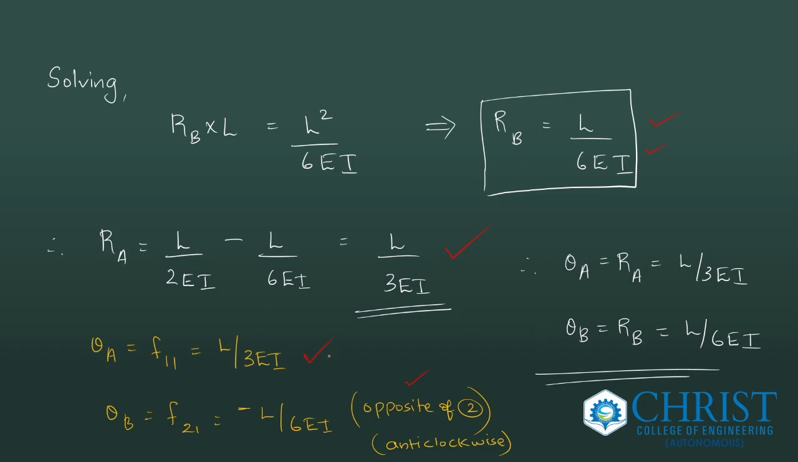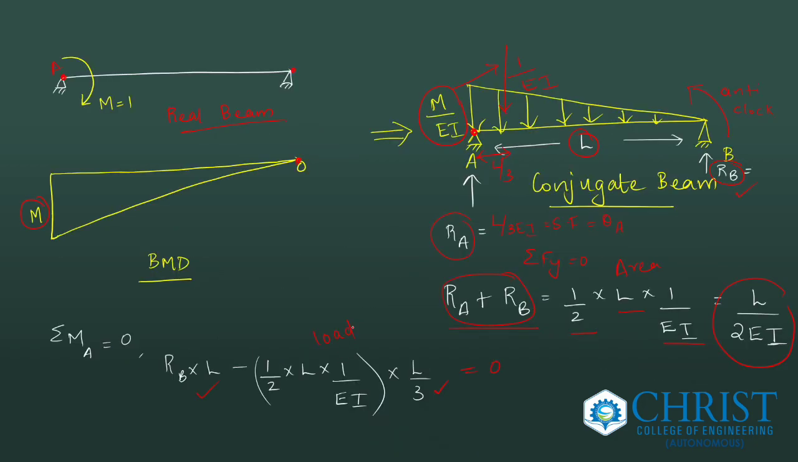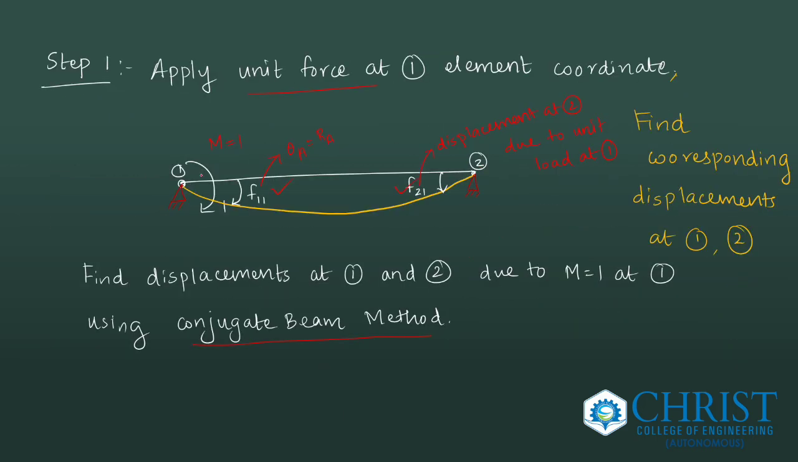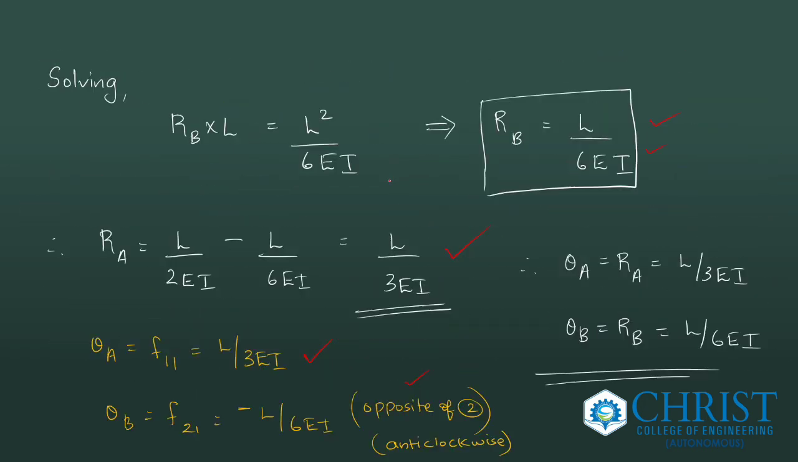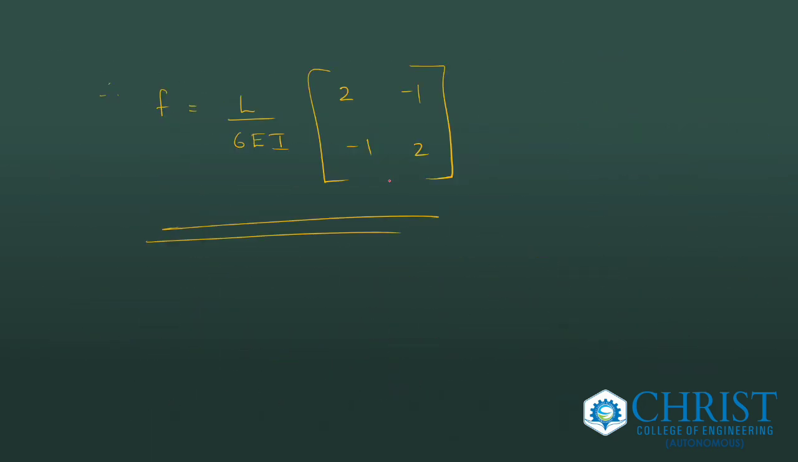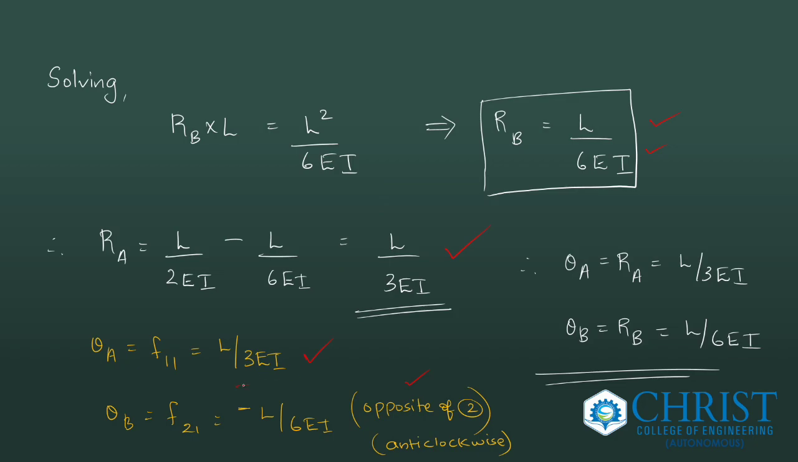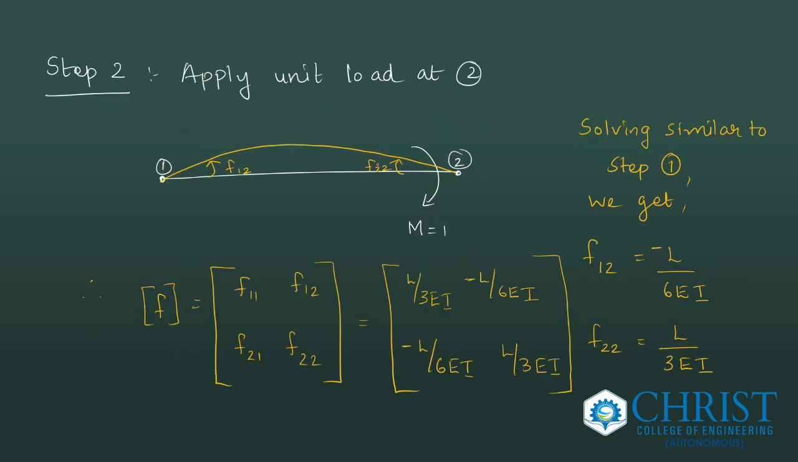Whereas theta A is equal to L by 3EI is taken as positive, because RA will produce a clockwise moment. So a clockwise rotation is occurring at the first system coordinate, and hence a positive value. Okay, so we got two values, L by 3EI and L by 6EI. One is minus. Next step is to apply a unit load at the second coordinate. That is the same procedure, and we will get the same values, but with opposite signs.